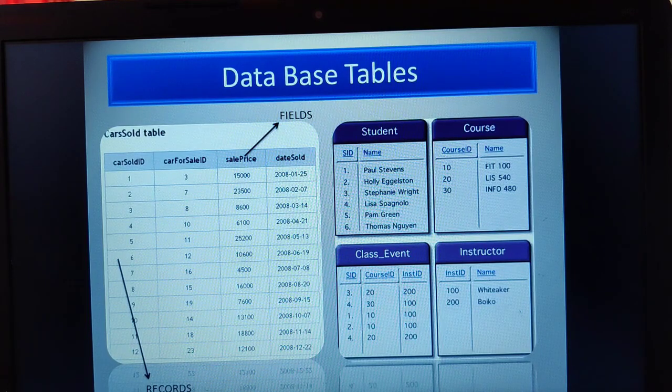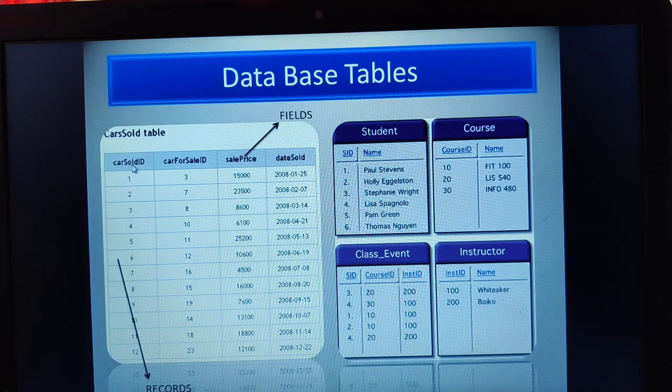Then what are fields? Each column is identified by a distinct header known as a field. Fields are also called attributes. Distinct in the sense of a unique header. Sales price is a unique header, it's a column. Date sold is again a unique header. So each distinct, unique header of the table we call a field.